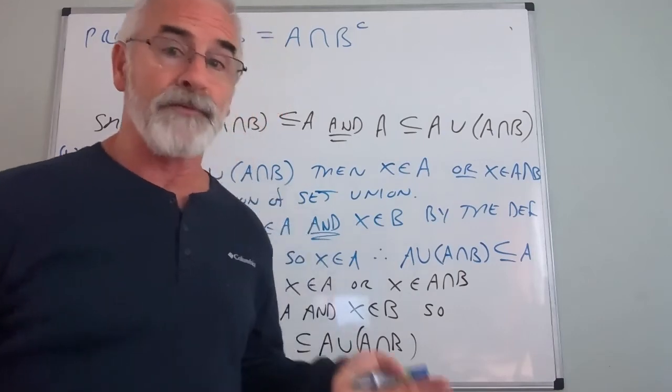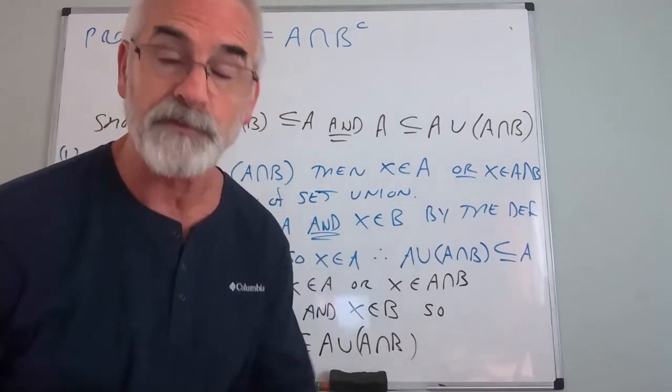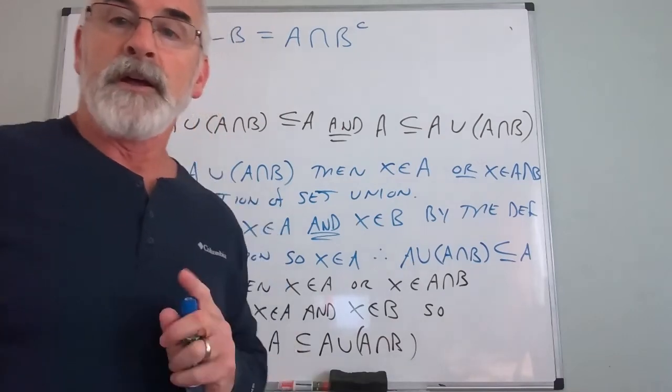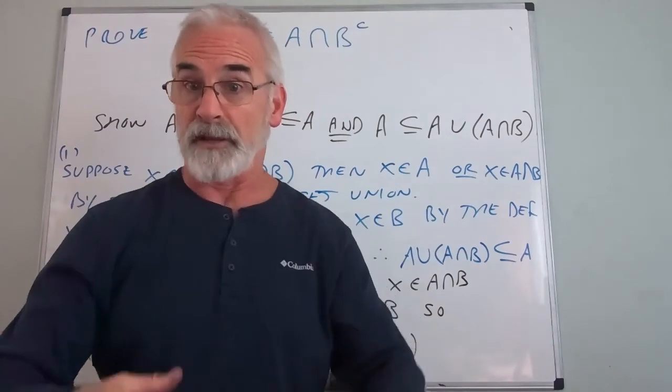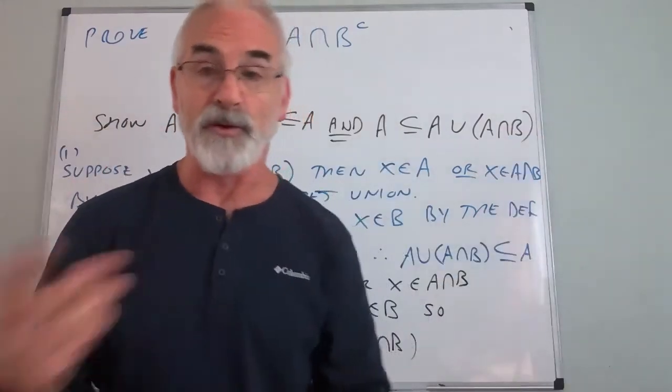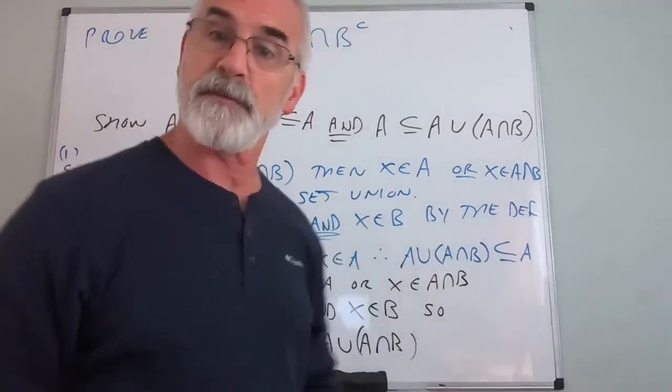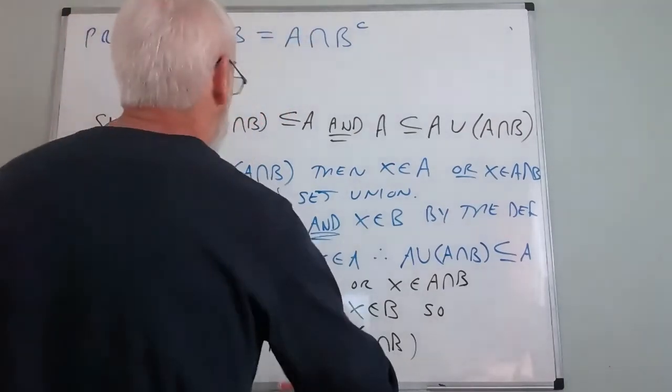Well, it turns out all of the set laws can be proved, and all of them can be proved using element proofs. You see, once I have my set laws, remember, like the negation and the complement law and all those kind of things, we use those to prove bigger statements, but how do you prove the original statements themselves?